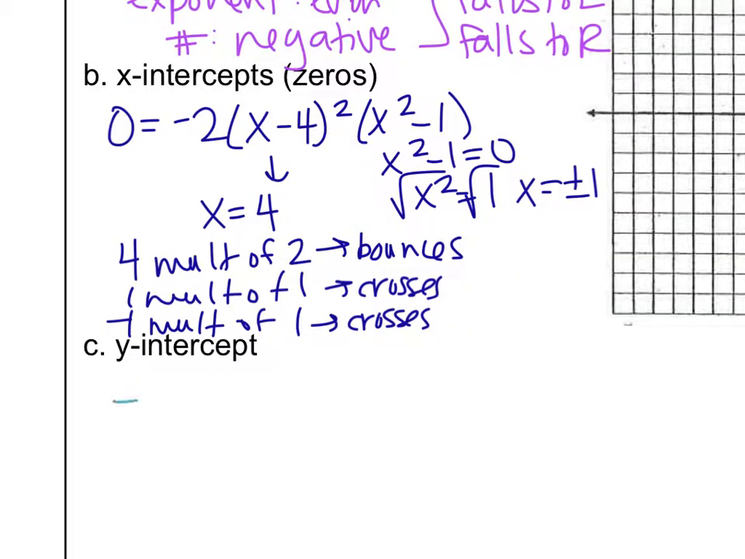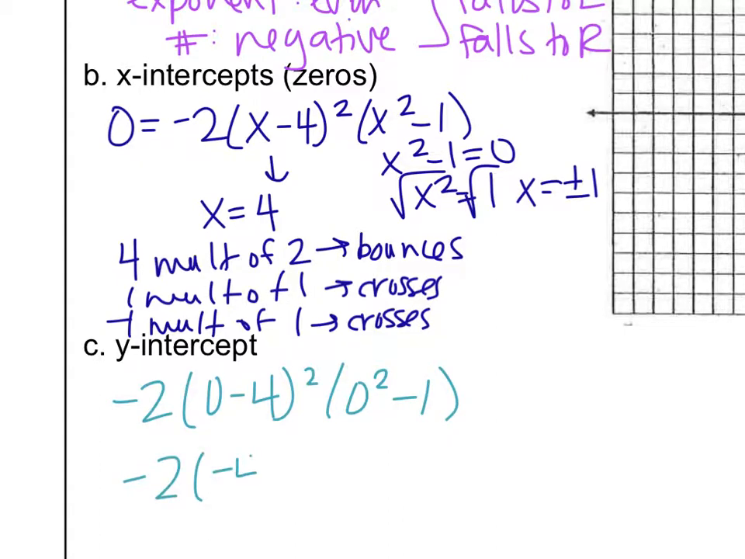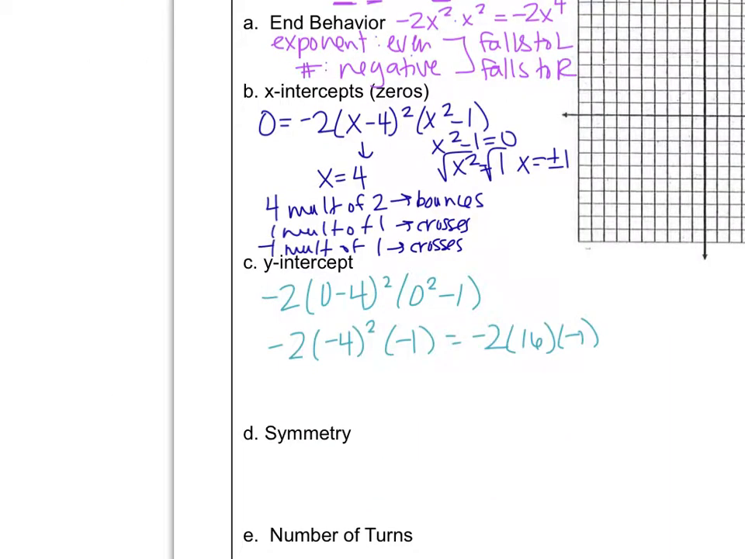Y-intercept, we have to plug in 0 for x. This one is a little bit more complicated because we have to evaluate all this stuff, but it's not too bad. It's -2 times -4 squared times -1, which is -2 times 16 times -1, which, since now we have 2 negatives, is really just going to turn into positive 32. That's your y-intercept.